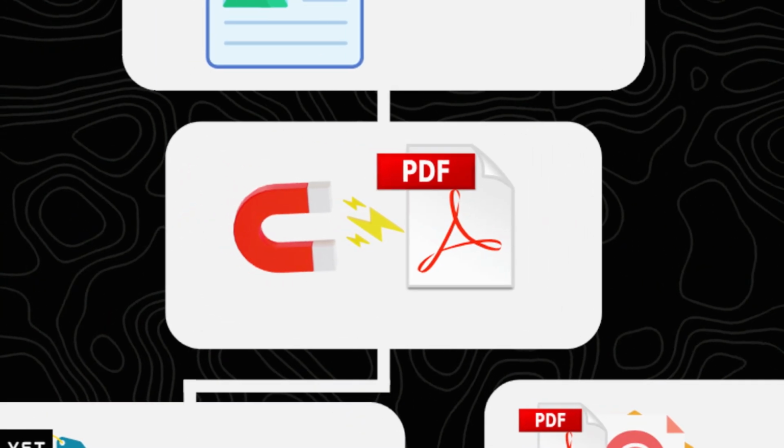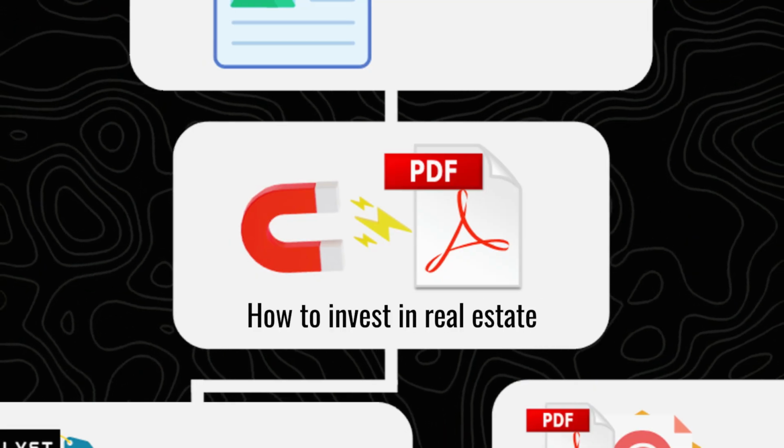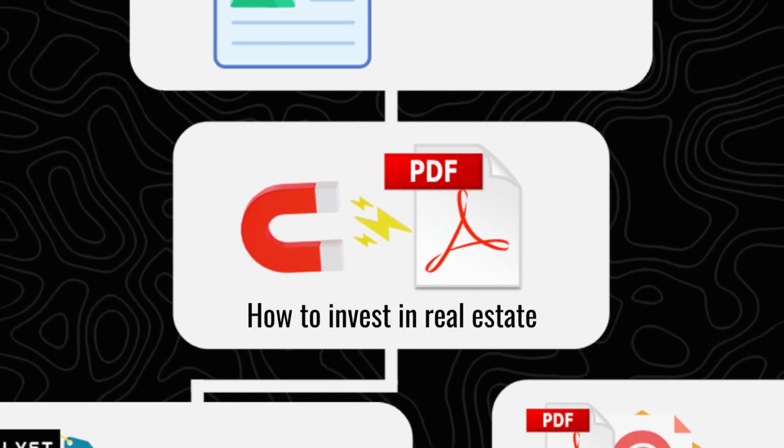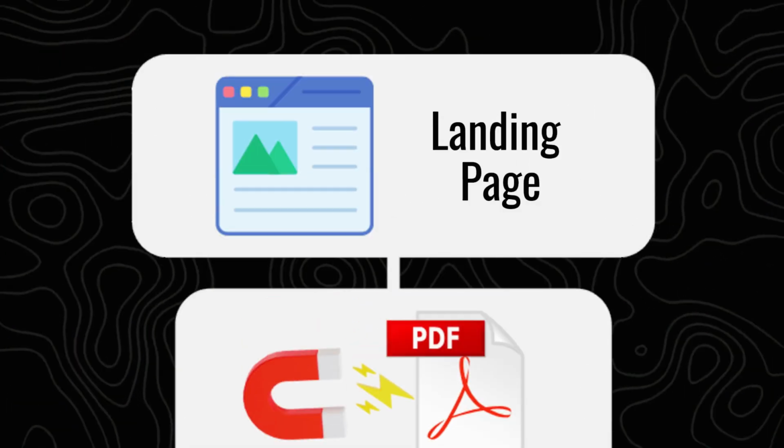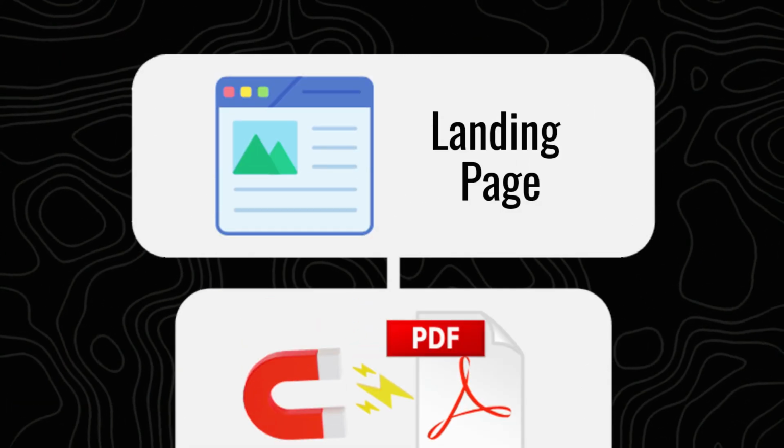So let's talk about how workflows actually work. Let's break it down with a real example. So you've got a lead magnet. Maybe it's a downloadable PDF about how to invest into real estate using a self-directed IRA. Someone opts into that from your landing page. Great. So what happens next?